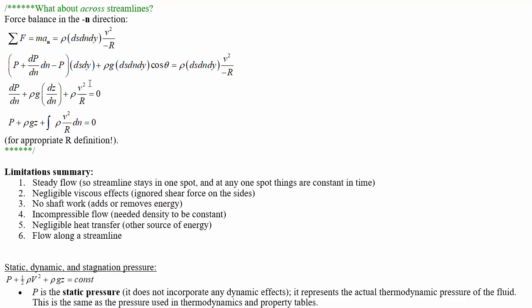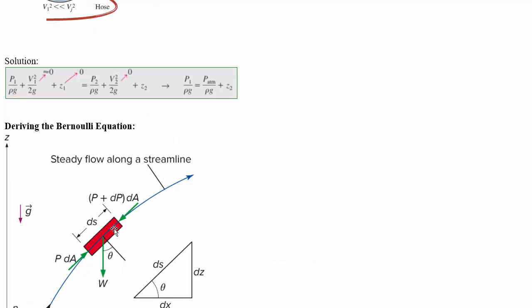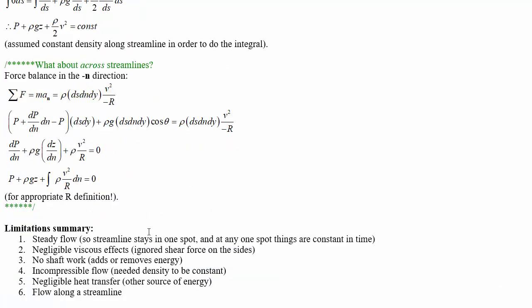Let's summarize the assumptions of where this is valid. We needed steady flow, so the streamline stays in one spot, and at any one spot, things are constant in time. We needed negligible viscous effects because we ignored the shear force on the sides. There's really some force on the side of each of these things. That would also be in the streamline direction.